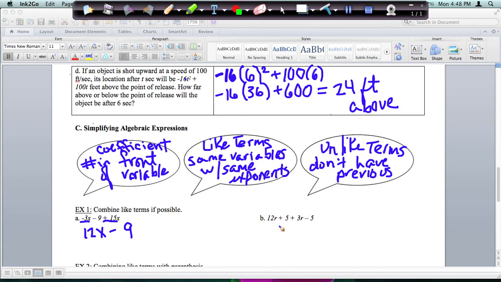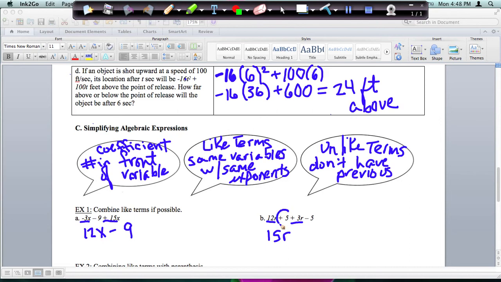Okay, so let's look at B. 12r plus 5 plus 3r minus 5. So let's start with the r terms. Those are like terms. So when there's no sign here, that's a positive 12r and a positive 3r. Again, take the sign in front. So 12 plus 3 is 15. So this is 15r. And now let's look at our second like terms.